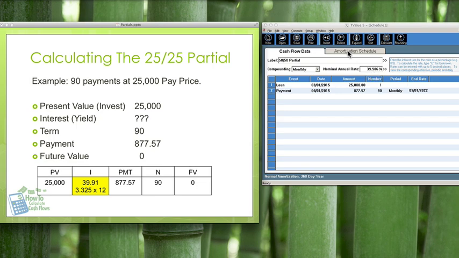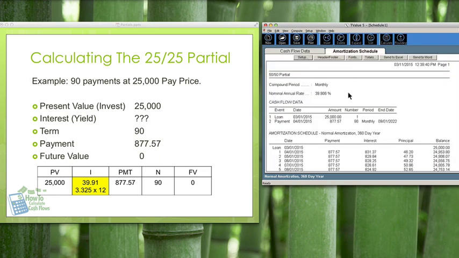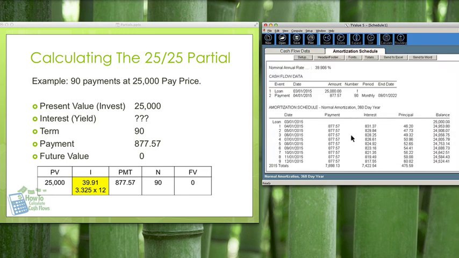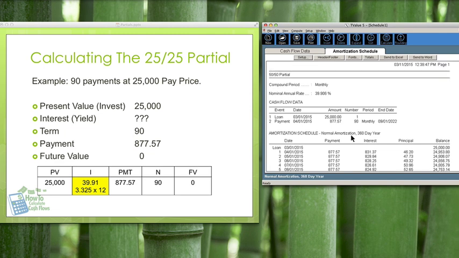Now, as mentioned before, the nice thing about T-Value is you can actually pop over to the amortization schedule and see how each month the payment is getting applied to interest and principal, either on the full balance or that partial balance that we just calculated.